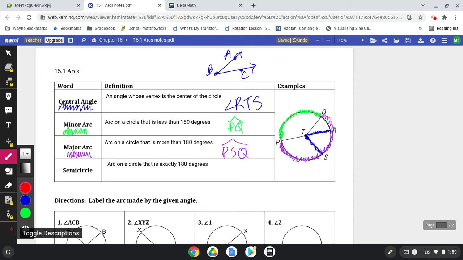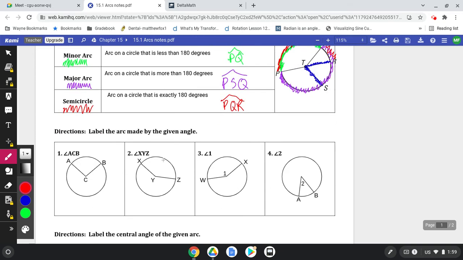And if we do this one in red, we could do from P around to R. Now there's a Q, it's kind of hard to see right there, that's a Q, so I could call this PQR or RQP. Either of those works. And if it has three letters, it is 180 degrees or greater, because a semicircle and a major arc are both 180 or more.